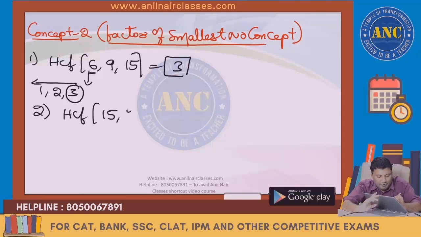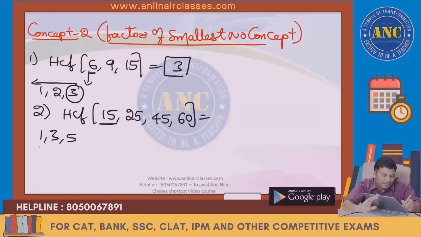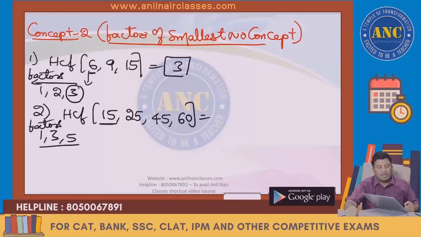Second question. HCF of 15, 25, 45 and 60. Take the smallest number. Does the smallest number divide every other number? 25 is not divisible by 15. Take the factors of 15: 1, 3, 5, 15. Go from highest to lowest. 5 will divide 25, 5 will divide 45, 5 will divide 60. Answer is 5.